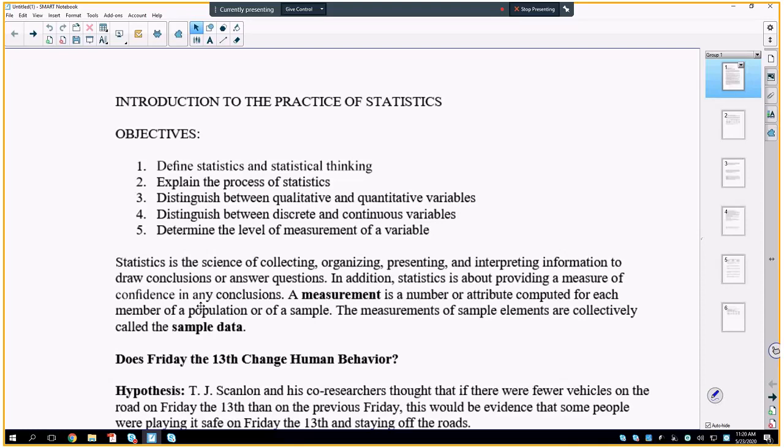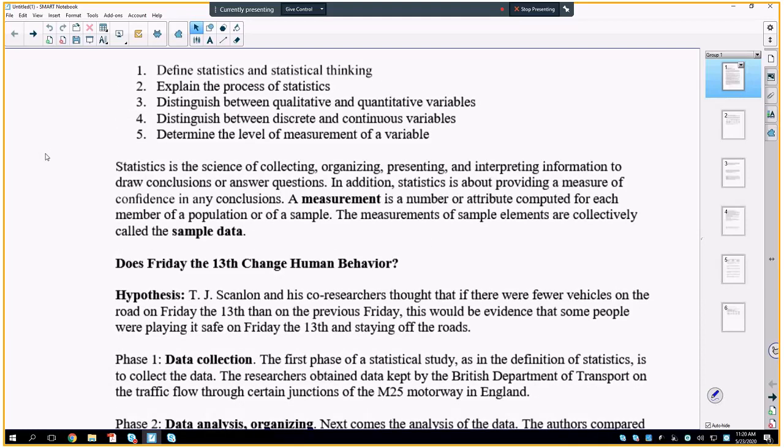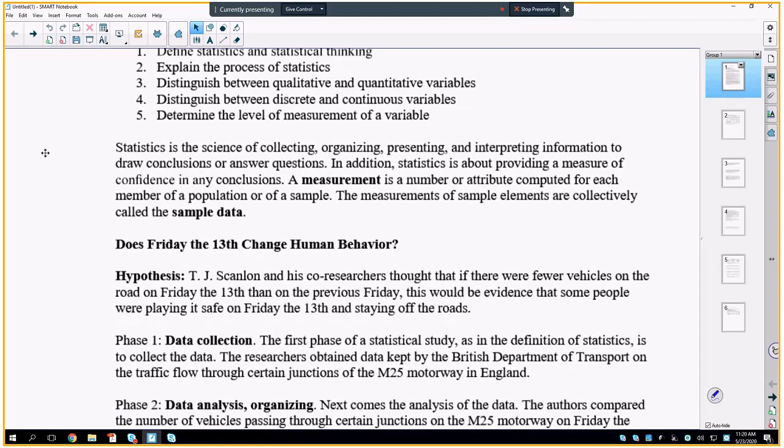Statistics is the science of collecting, organizing, presenting, and interpreting information to draw conclusions or answer questions. In addition, statistics is about providing a measure of confidence in any conclusion that we may draw. So we are basically asking questions. We want to answer these questions by providing data to back up our answers, and then we want to measure how confident we can be that we have the right answer.